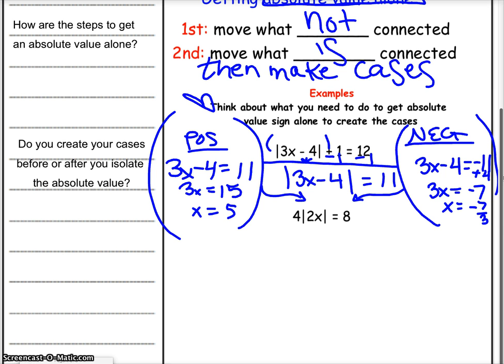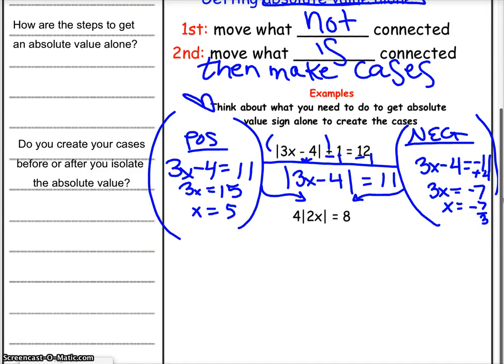So absolute value sign alone, then make your cases. Absolute value alone, make case. Absolute value alone, make case. So you've made cases for 2 days, but you haven't had to make the absolute value sign alone.